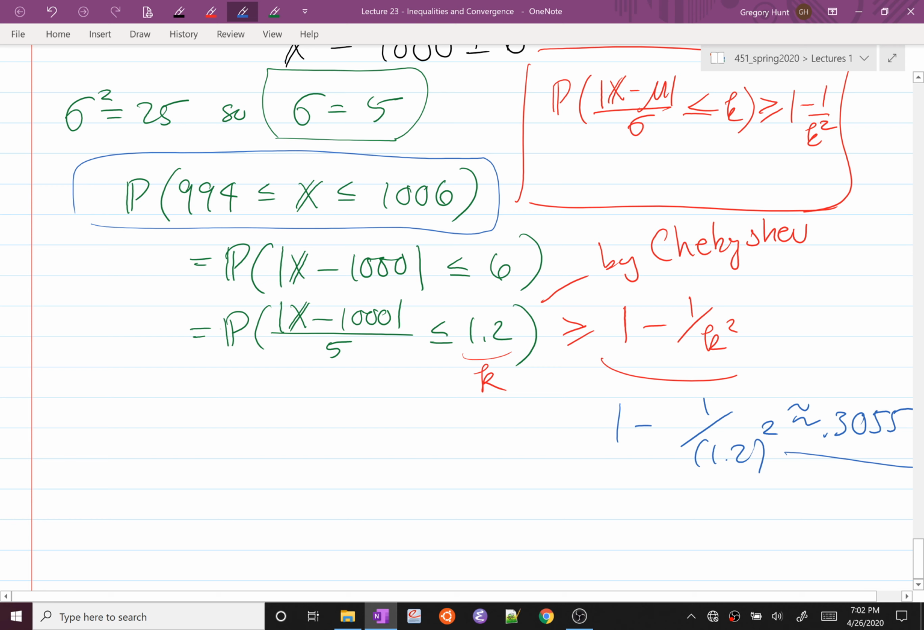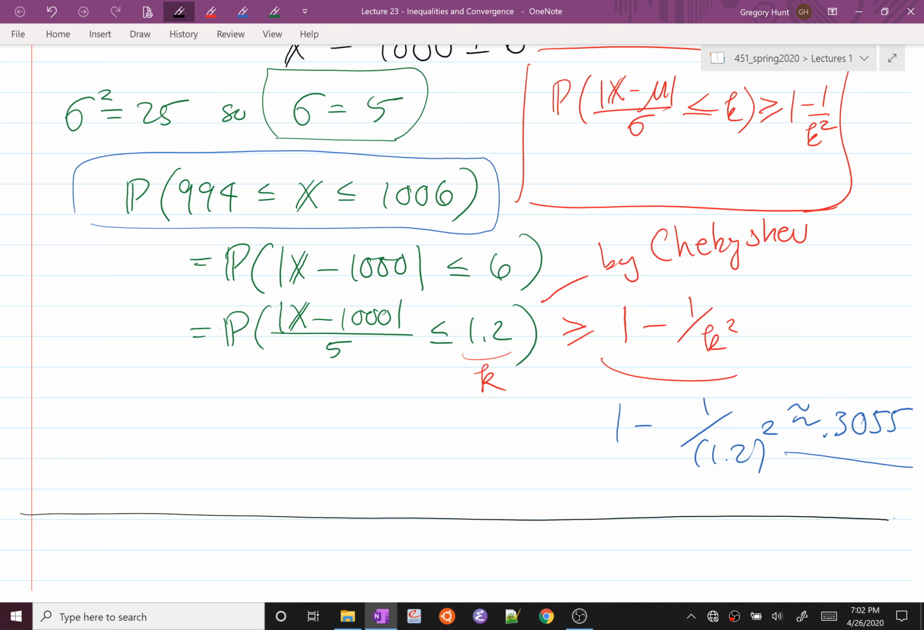Now what you do with that information is up to you, but it gives us some bound without needing to know anything about the random variable except its mean and variance. And we can bound the probability of tolerances of being within so many standard deviations of a mean. Okay. So that's basically it on inequalities.